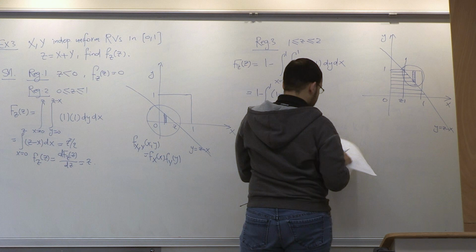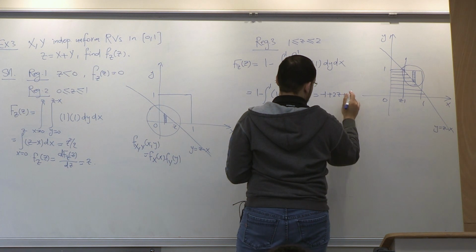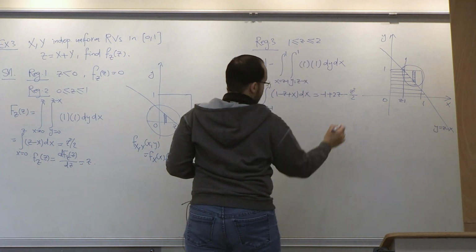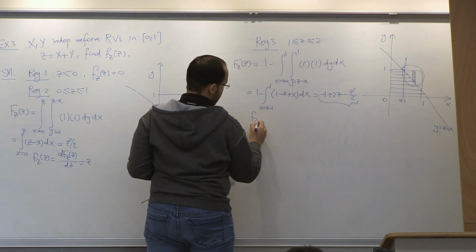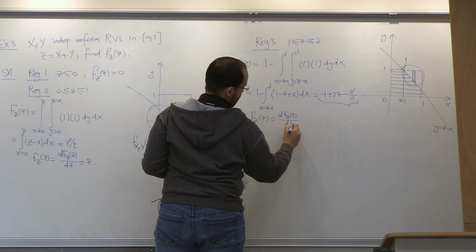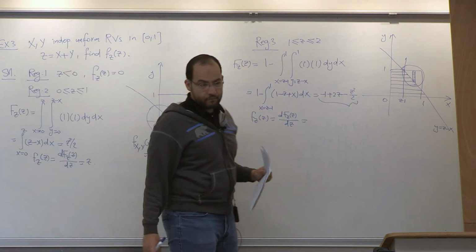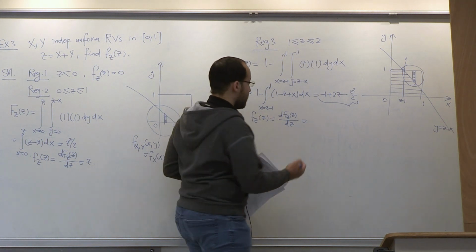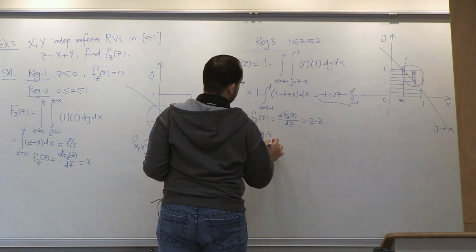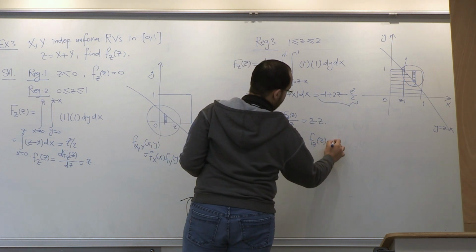That ends up being, for the interest of time, minus 1 plus 2z, minus z squared over 2. What is the differentiation of this thing? Right, 2 minus z, yeah, someone is saying it. 2 minus z, and as far as region 4 goes, z greater than 2, fz of z is 0.